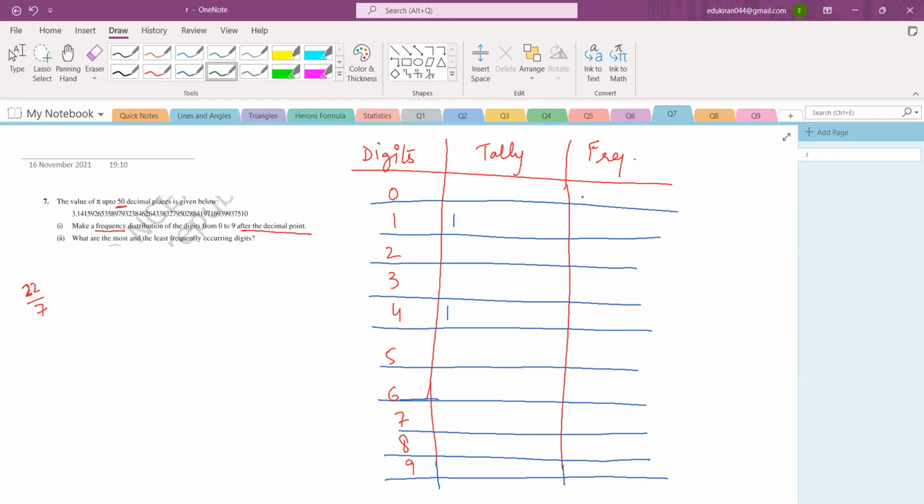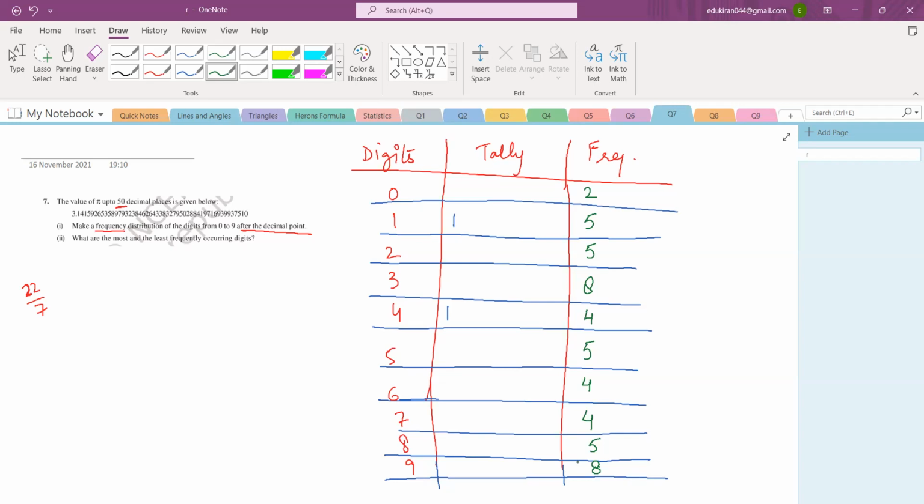Okay, Hamna, tell me the frequency for 0. Ma'am, 2. Okay. Then 1 is 5, 2 is 5, 3 is 8, 4 is 4, 5 is 5, 6 is 4, 7 is 5, 8 is 5, 9 is 8. Okay. So I've got the frequency. Now you can complete your tallies afterwards if you have not done.